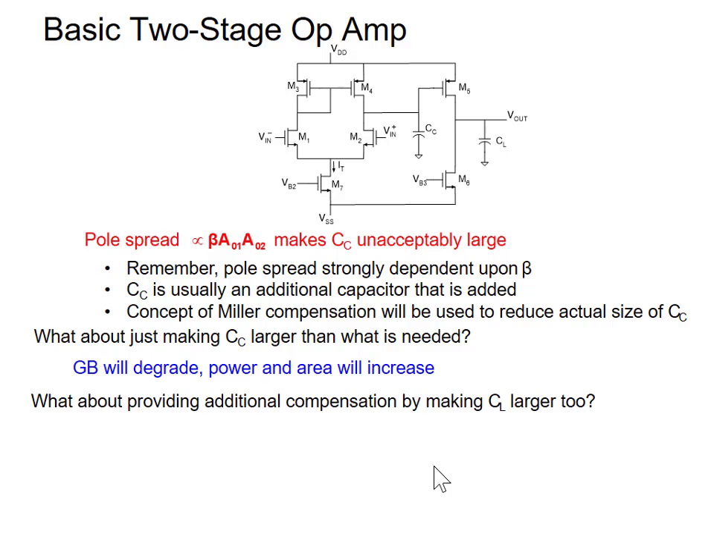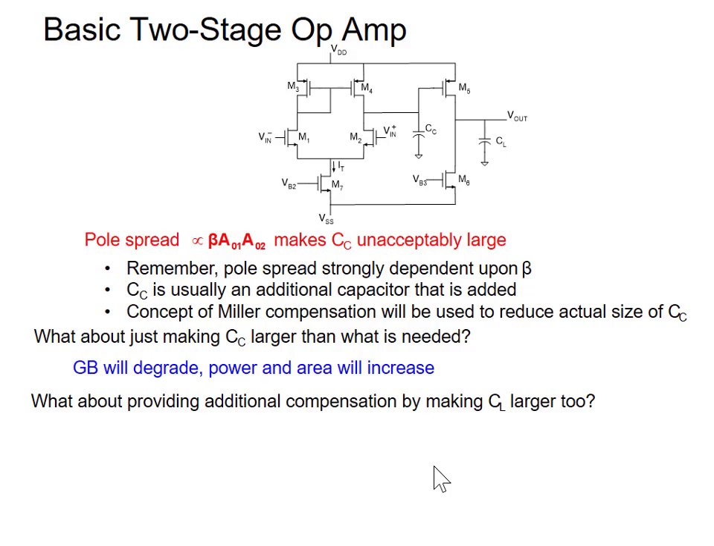So let's draw a picture of what happens here. So we've got P1 here, and we're going to assume this is due to C sub C. We've got P2 here, and this is due to CL, right? So we went to the effort to put some C sub C in to get P1 where we wanted it. And now we say we're going to make these even better. We're going to even add some additional capacitance CL.